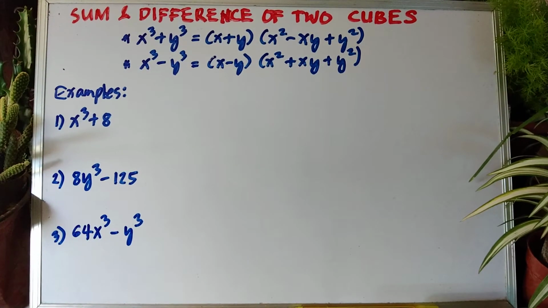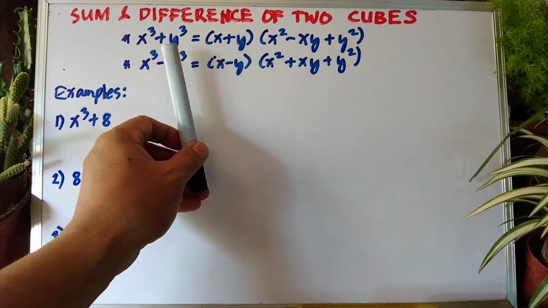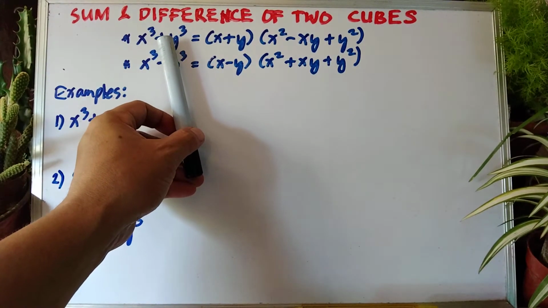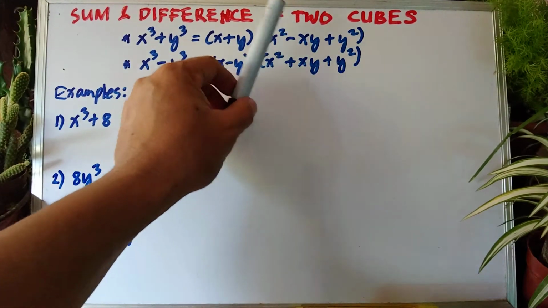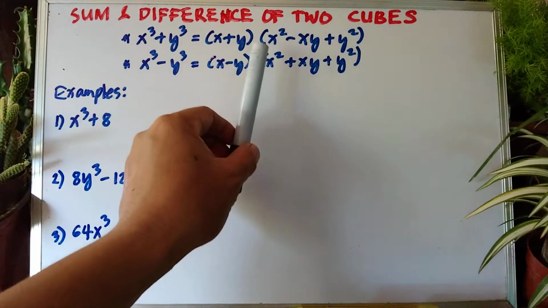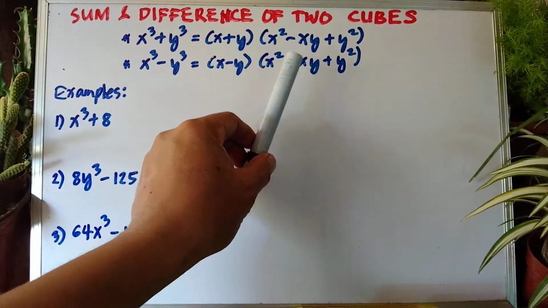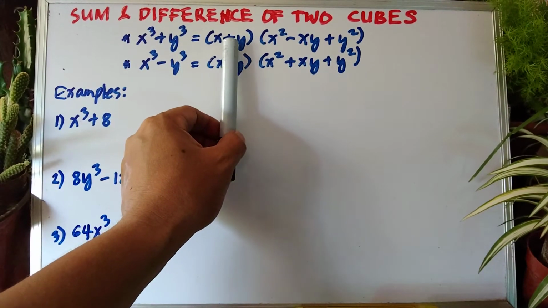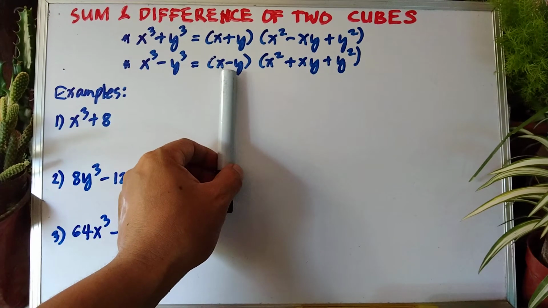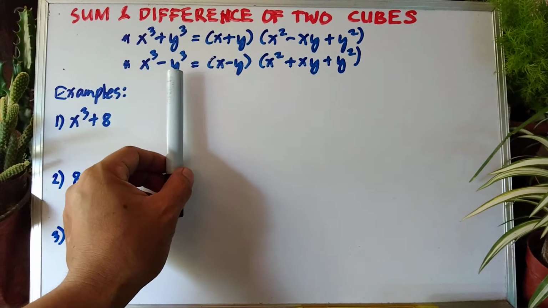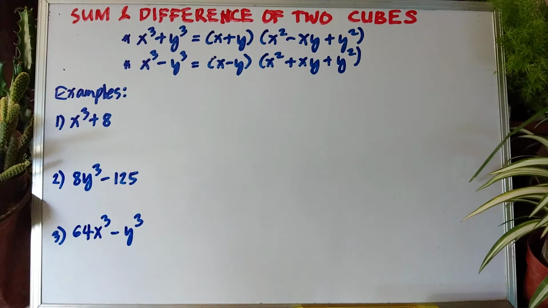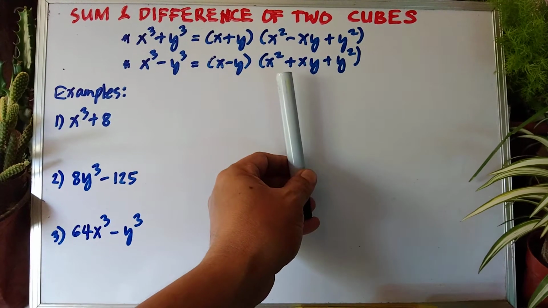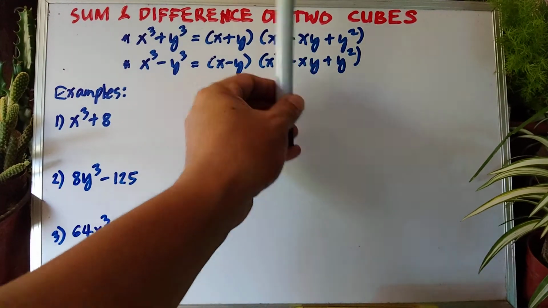Now, how did we come up with the factors of the sum and difference of two cubes? As we try to observe, the first factor is just the sum or difference of the cube roots of the first and the second term. The second factor has a pattern.